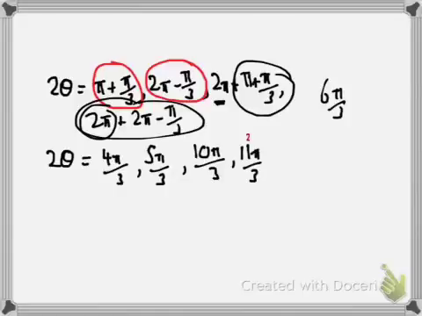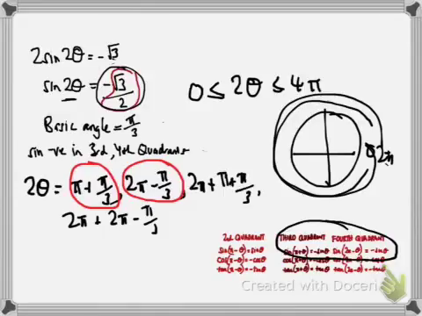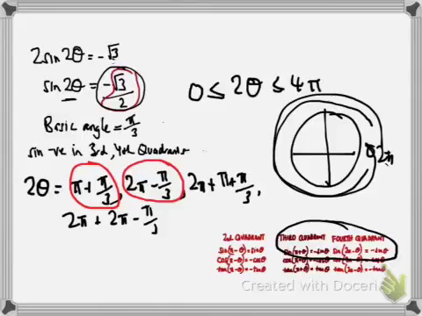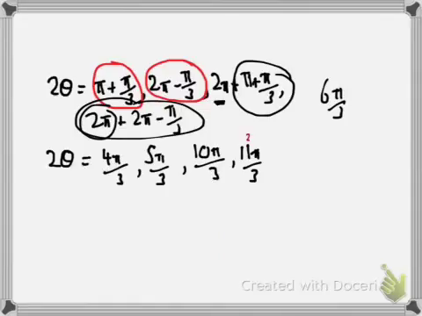Alright, now we've clearly got some results there. If we go back to our original domain, which was 0 to 2 pi, just remember that. Clearly here we've got results that are outside 2 pi, those last two. But why did we double our domain? Because now our last step is to divide, because we've got 2 theta and we're trying to find theta, is divide through by 2.